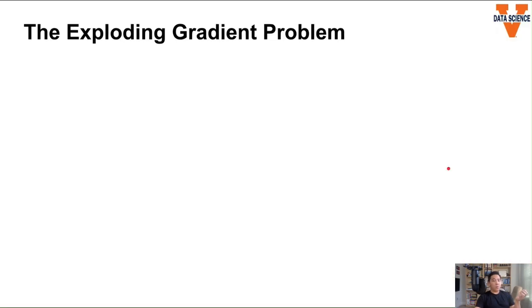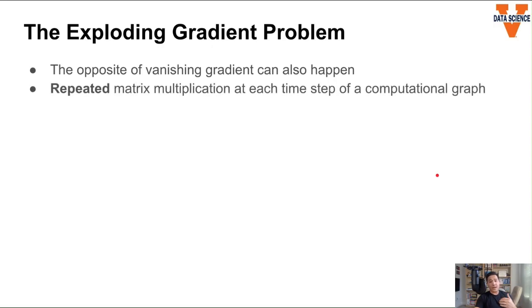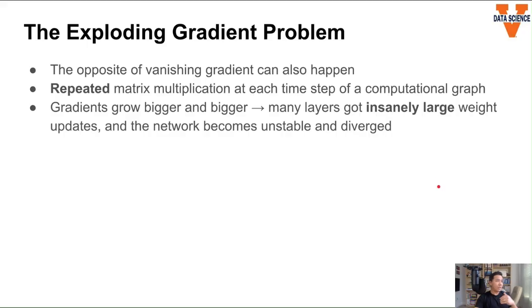Now there is another problem associated with neural nets, the exploding gradient problem, and this is just the opposite of the vanishing gradient. Again, if you repeatedly multiply the matrix at any time step in your computational graph, you run the risk of the number blowing up through many repeated multiplications. As the gradient gets bigger and bigger and passes through the network, some of the layers may get really large weight updates, and the network becomes very unstable or explodes, right?